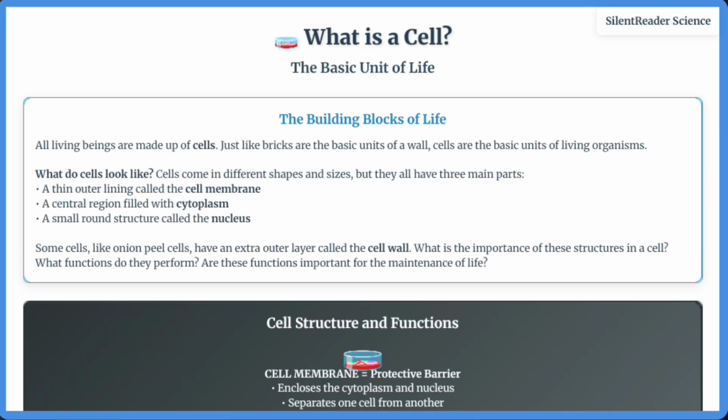Now let's explore what cells are. The basic building blocks of all living organisms. Just like bricks form walls, cells form living beings. All cells have three main parts: a cell membrane that acts as a protective barrier, cytoplasm where most life processes occur, and a nucleus that controls all cellular activities. Through activities like observing onion cells and human cheek cells under a microscope, we can see how plant and animal cells share these basic components while having important differences in structure and function.